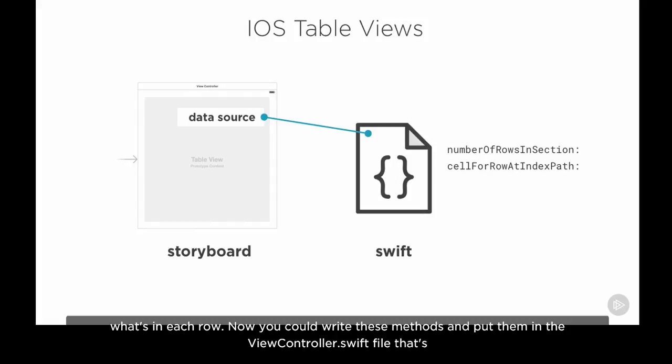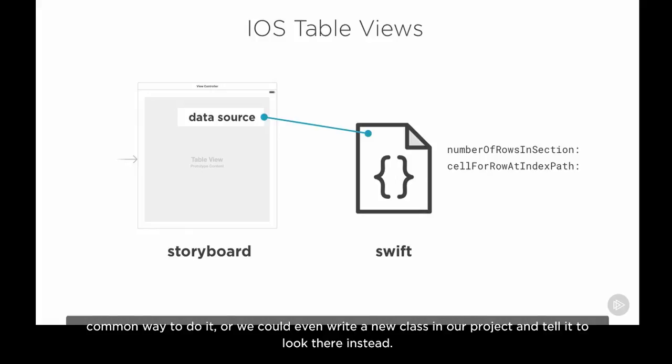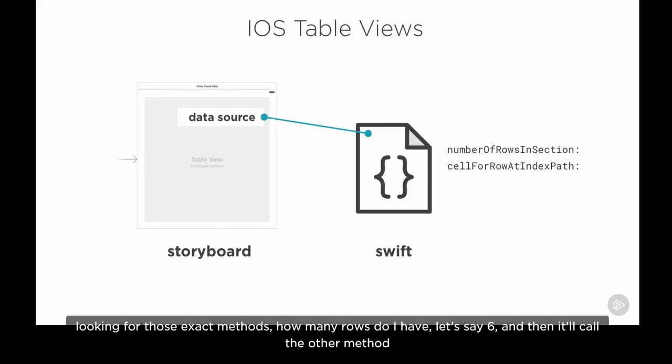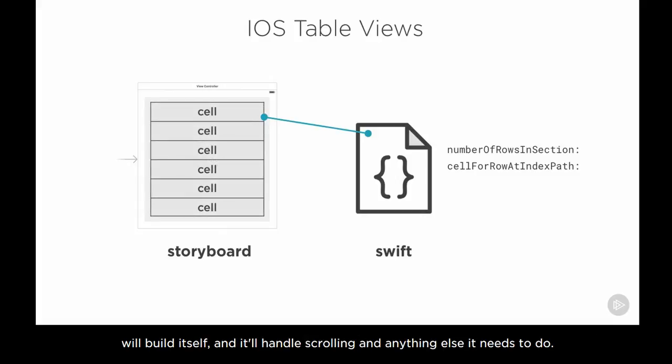Now, you could write these methods and put them in the ViewController.swift file that's already connected to our storyboard, and we could tell the table view to look there, and that's a very common way to do it. Or we could even write a new class in our project and tell it to look there instead. We'll run the app, the table view control is loaded, it'll ask who's my data source, and it goes looking for those exact methods. How many rows do I have? Let's say 6. And then it'll call the other method 6 times, asking for the cell contents for row 0, then row 1, then row 2, then row 3. And the table view will build itself, and it'll handle scrolling and anything else it needs to do.